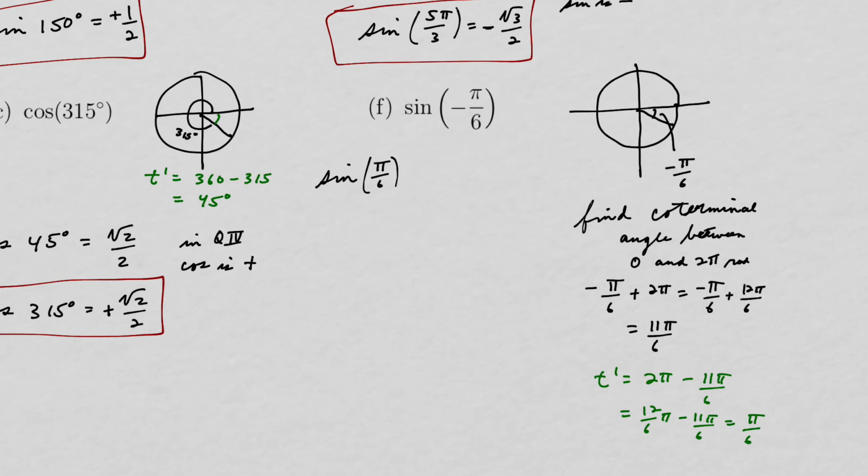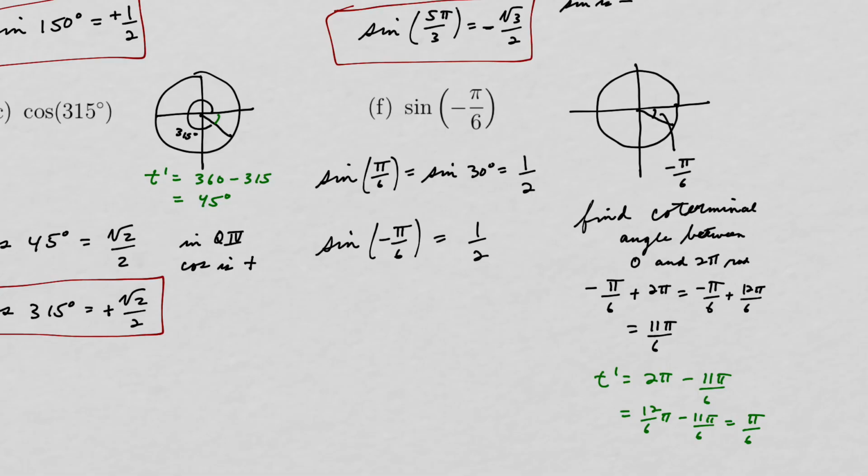I don't like working in radians, so I'm going to convert that to degrees. Pi over 6 is 30 degrees. So this is the same as sine of 30 degrees. And that's equal to 1/2. So now I know that the sine of my actual angle, negative pi over 6, has magnitude 1/2. And I just have to figure out whether it's positive or negative. Well, I'm in the fourth quadrant, right? Because the actual angle is negative pi over 6.